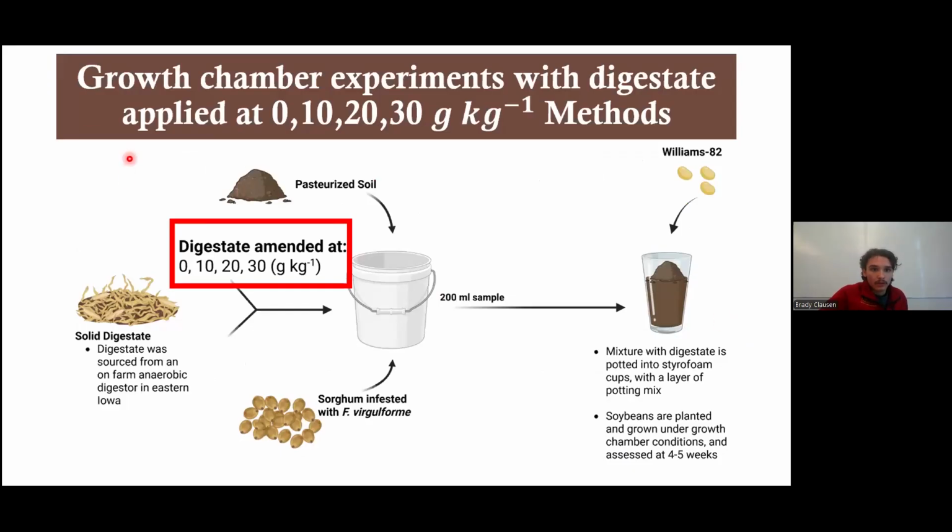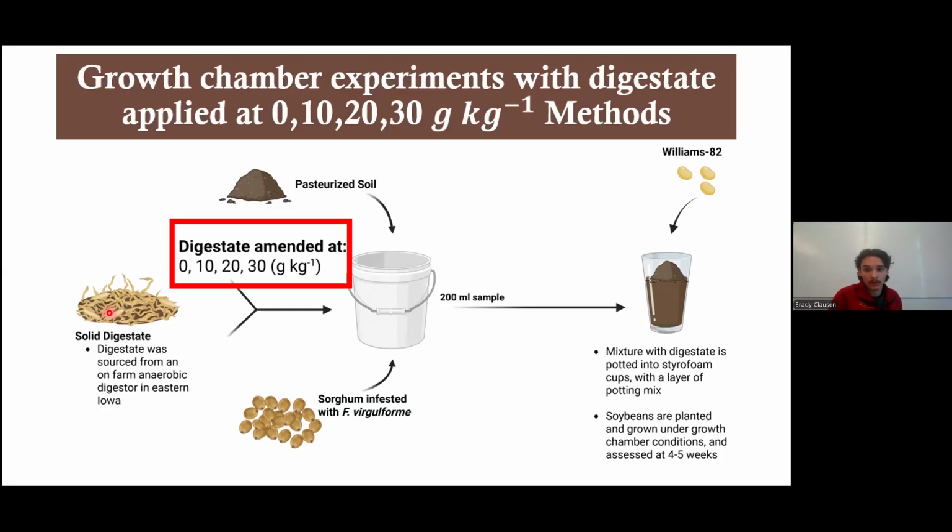Okay, so now we're going to be switching gears a little bit into the digestate side of things. In the same way we set up the experiments, we have solid digestate on the left, only one type, so we don't have three types like the biochar, just one type from that commercial farm. And we amended it at 0, 10, 20, and 30 grams per kilogram to the same pasteurized soil, and we inoculated the soil the same.